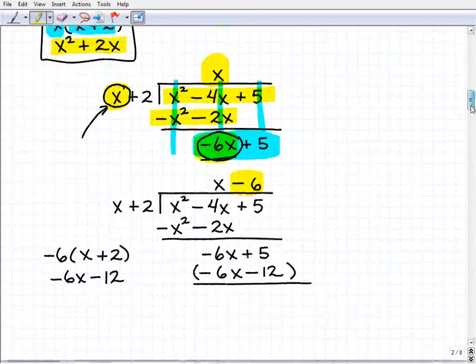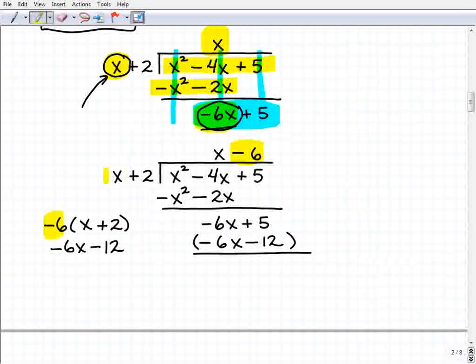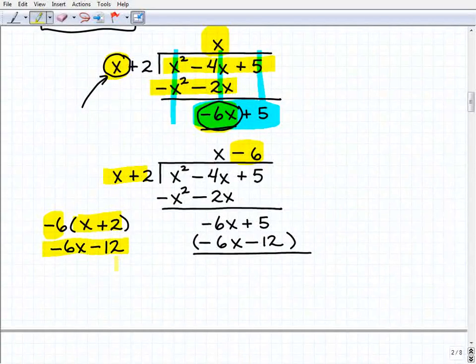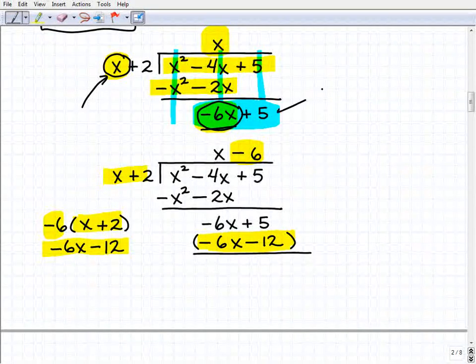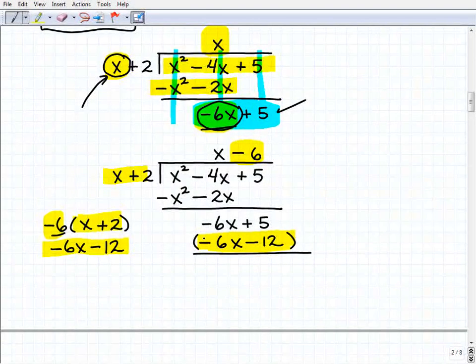So we're going to repeat what we just did. We're going to take a negative 6 and multiply it by the entire divisor, which is x plus 2, and we get negative 6x minus 12. And we're going to subtract this negative 6x minus 12 from negative 6x plus 5. So this is where we left off. We have the negative 6. That's how we get our negative 6x. We distribute by the entire divisor, negative 6 times x plus 2, and we get negative 6x minus 12. So at this point, we're going to subtract.